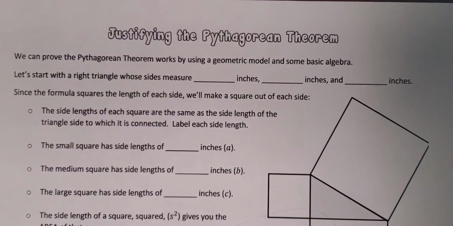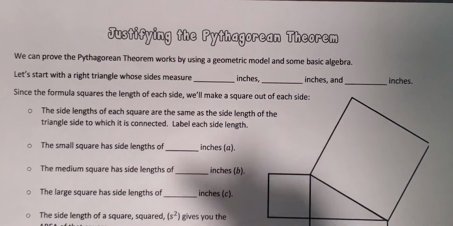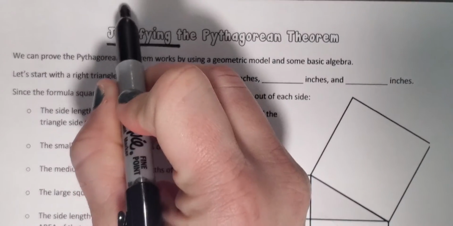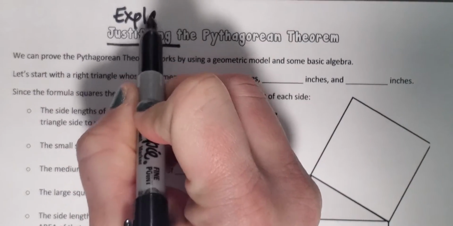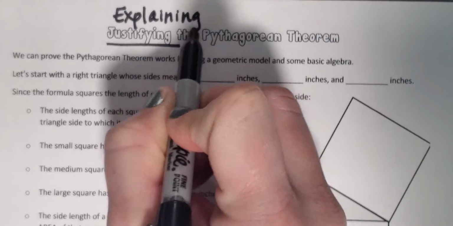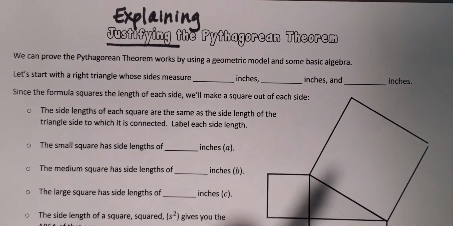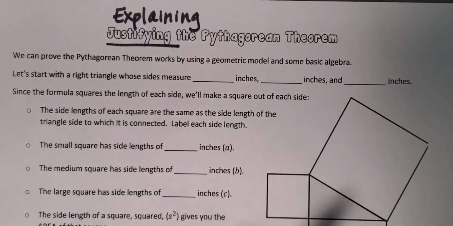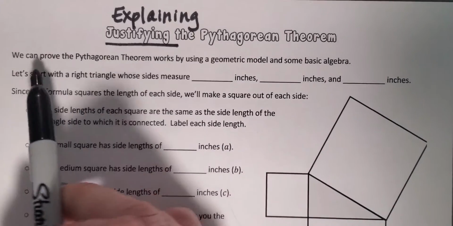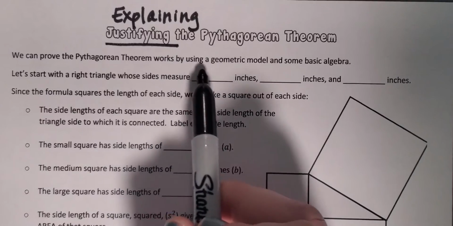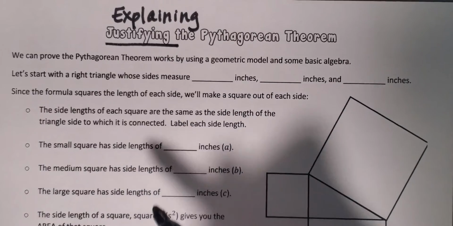All right, the back side of your worksheet is justifying the Pythagorean theorem. Justifying is just a fancy word that means we are going to be explaining the Pythagorean theorem. This is also kind of like the example that we did in class yesterday on Monday when I was actually there. But I figured we could go through this again and make sure that you understand it. We can prove the Pythagorean theorem works by using a geometric model and some basic algebra.